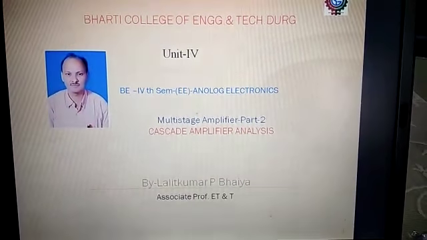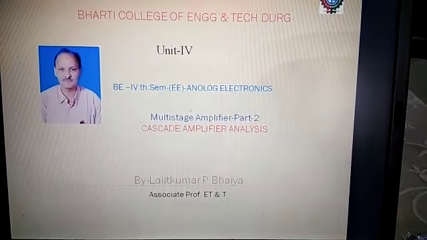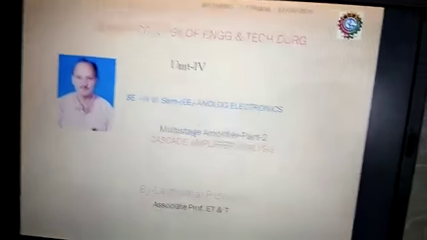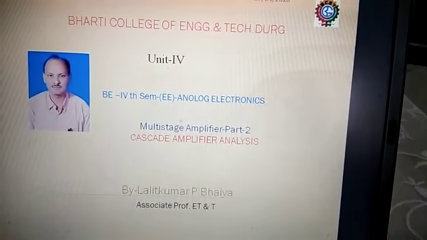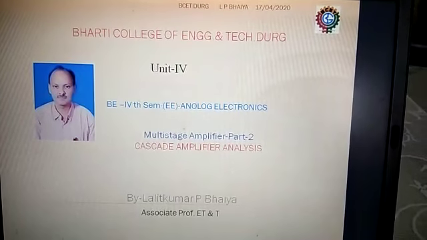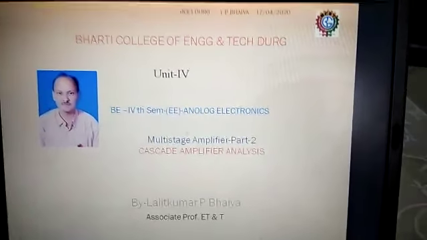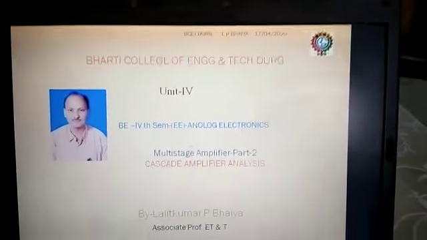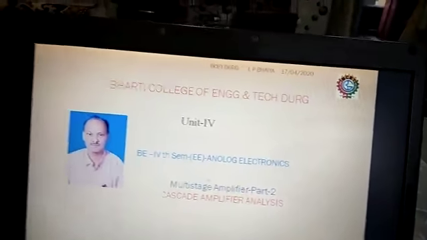Last time we have seen about the cascade amplifier, the part of the multi-stage amplifier. Today we will discuss about the multi-stage amplifier. As per last time I told you, we will go through the basics of the multi-stage amplifier and the multi-stage cascade amplifier. Let us see now this multi-stage amplifier.